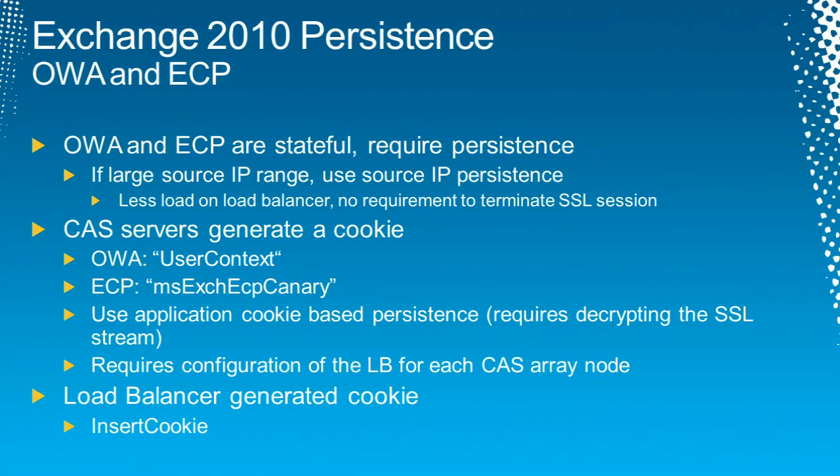We can do that a couple ways. We can do that with the Exchange-generated cookie, right? So for OWA, we use user context. For ECP, msExchEcpCanary. Or we can have the load balancer insert a cookie, and the load balancer cookie is used to maintain persistence. Or we can use source IP, right? Source IP is the simplest option. Because these are HTTPS-based apps or browser-based clients, we prefer cookie persistence. That gets us around the issue of NAT in the environment, so we don't have that overload of servers.